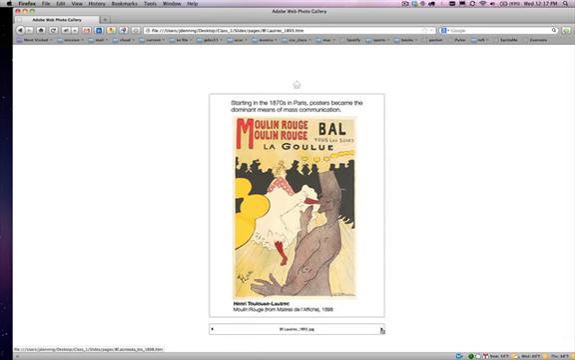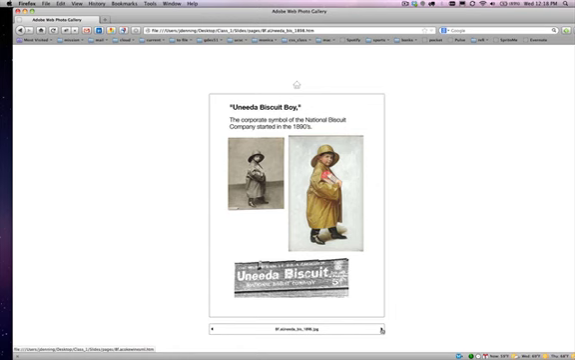this time period. Here's the Oneida Biscuit Boy, very early design, and you can see the original image, the inspiration, the illustration that was created, and the signage. And this was in 1890.